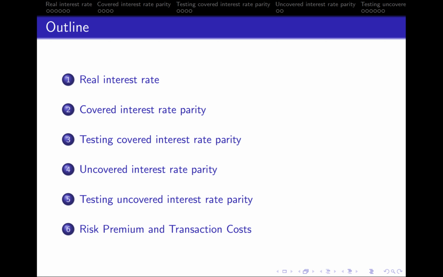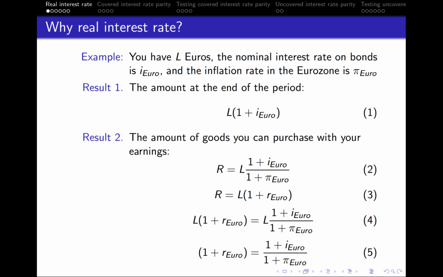Then we're going to talk a little about risk premium and transaction costs that actually are responsible for deviation from interest rate parity. Okay, so let's start with a very simple reminder of why we even use real interest rates. So imagine a situation like this. You have L euros. Let's just say this is a very big amount of money. The nominal interest rate on bonds in the euro area is I euro, and the inflation rate in the eurozone is pi euro. So look, in such circumstances, how much money are we going to have if we invest our money in a bond?